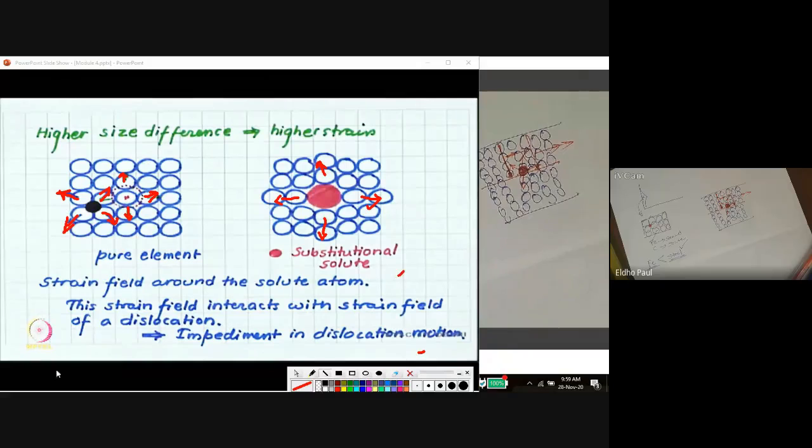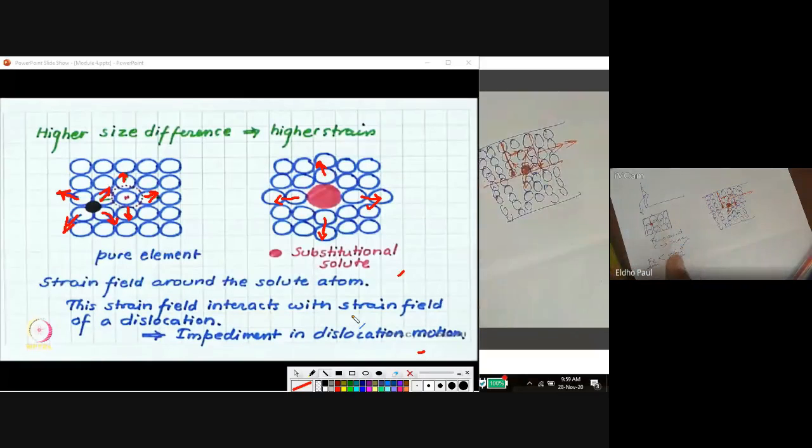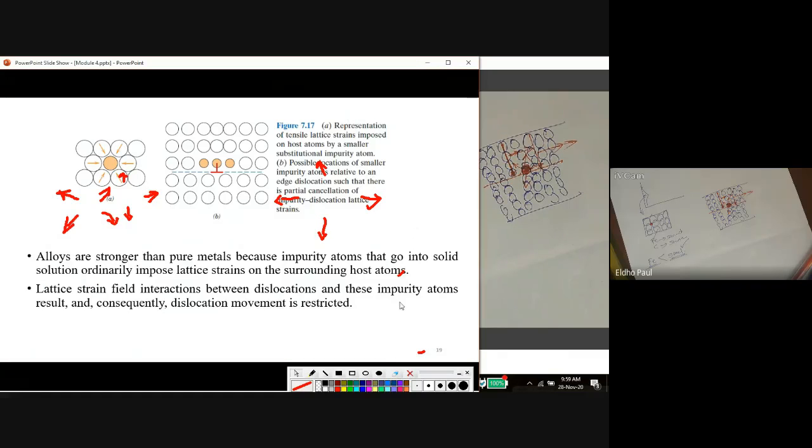Okay, so this stress field interacts with the stress or strain field. We can say anything, strain field or stress field. The strain field interacts with the strain field of the dislocation. The interaction may be repulsive or attractive. If it is repulsive, these two stress fields oppose the movement when they come closer, and if they are attractive, they oppose the movement when they go apart. Okay, gone away. Thereby we can restrict the motion of dislocation. That is the solid solution strengthening. Any doubt?